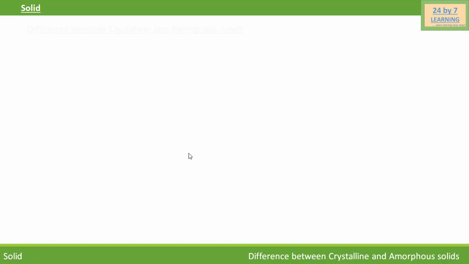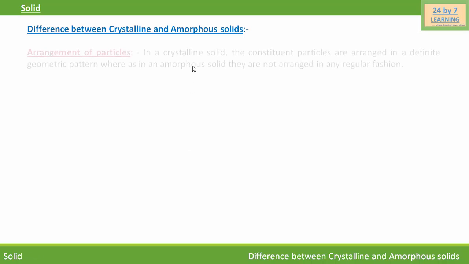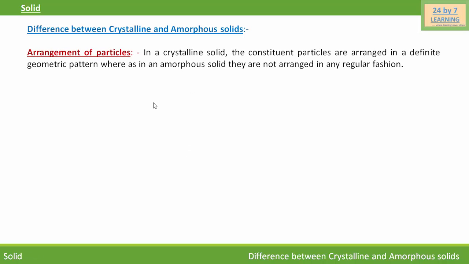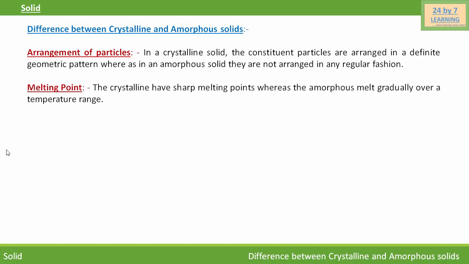Next, the difference between crystalline and amorphous solids. First difference, arrangement of particles. In the case of crystalline solids, the constituent particles are arranged in a definite geometric pattern, whereas in an amorphous solid they are not arranged in any regular fashion, but in an irregular fashion.